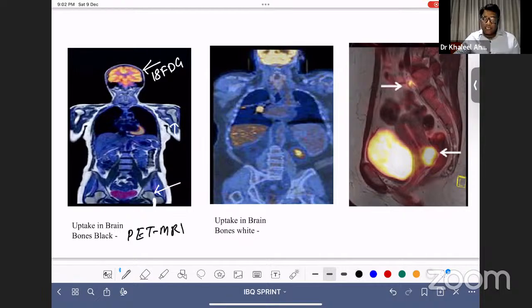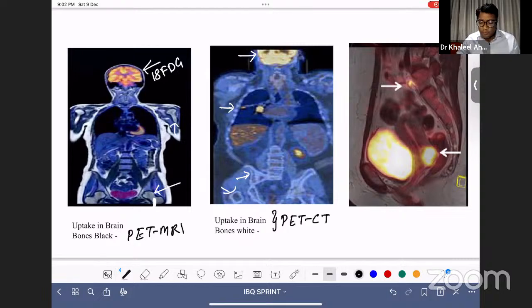And what about the next image, guys? Do you see uptake in the brain? Yes. And how are the ribs? How is the pelvic bone? How is the femur? It is white. Very good, Hemant, this is PET CT. So, PET MRI and PET CT.